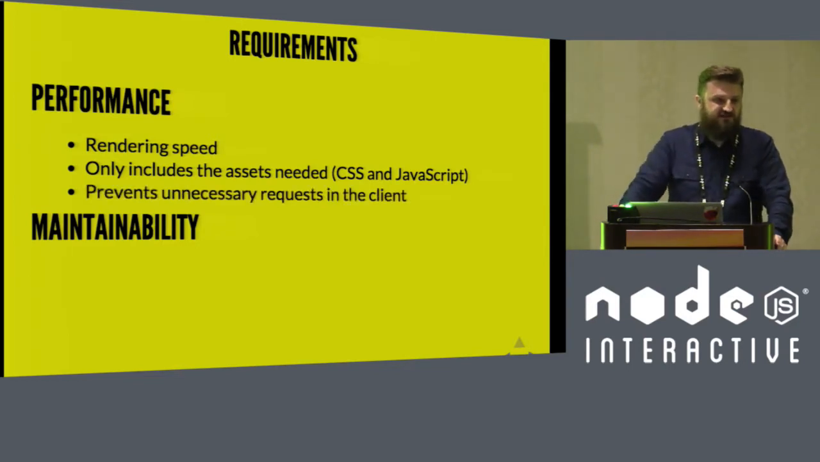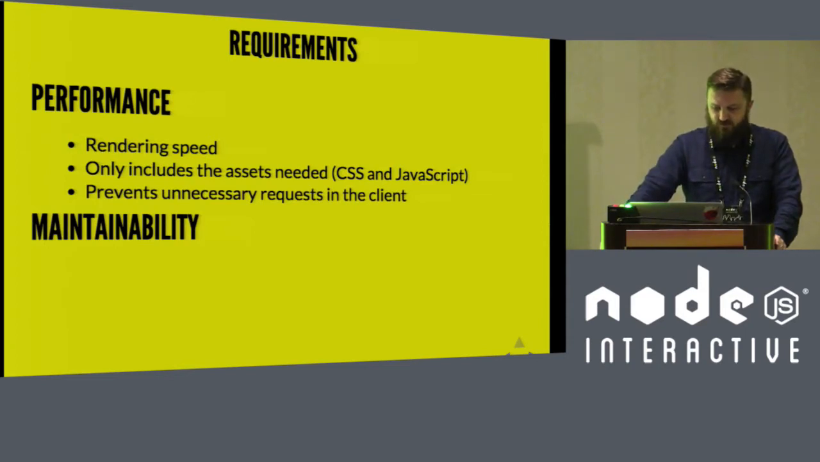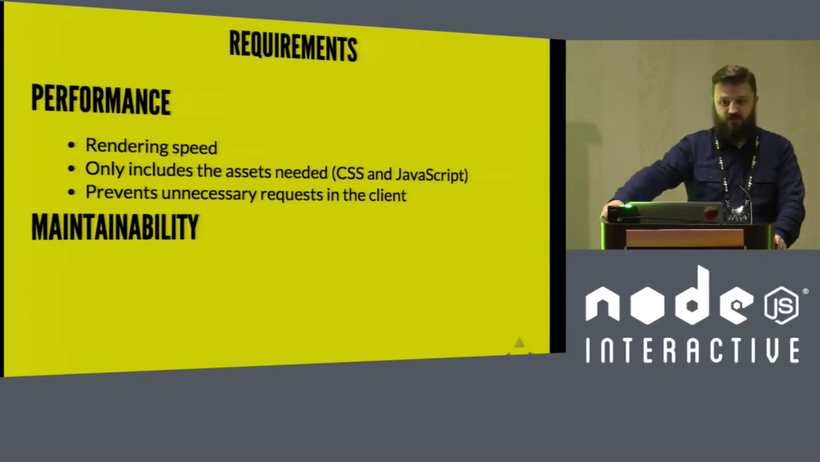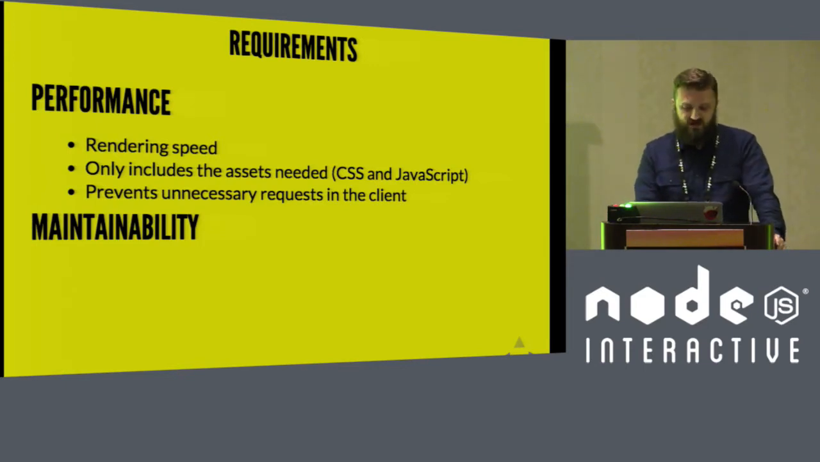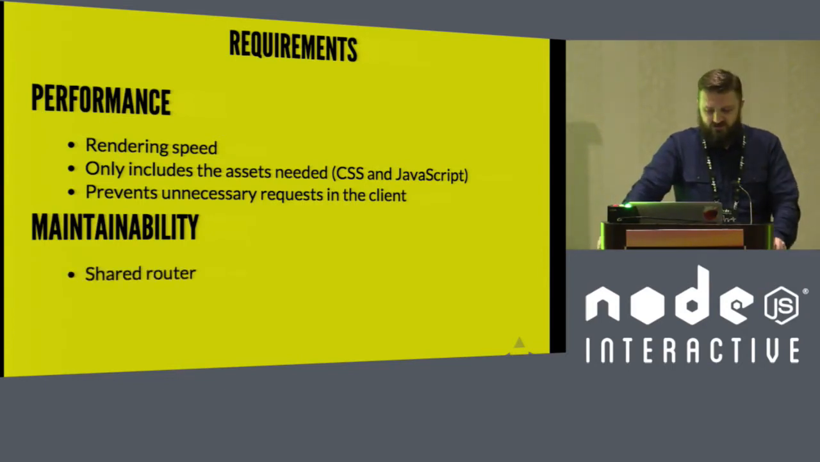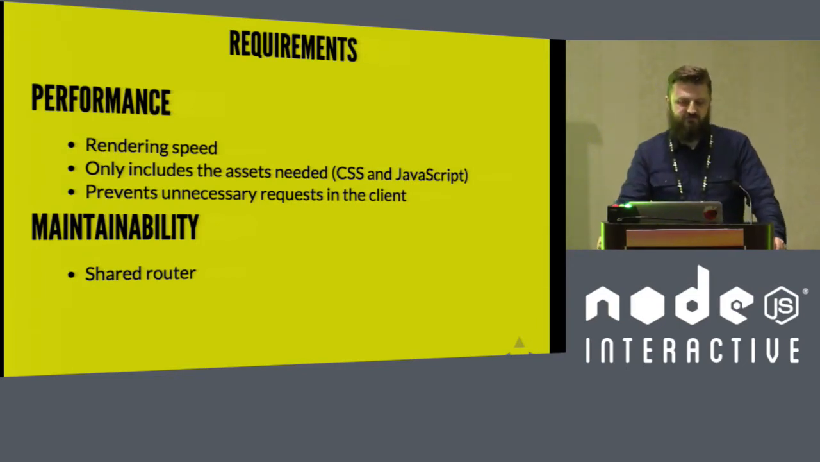And then preventing unnecessary requests. Remember, these are isomorphic applications. They run on the client and the server. So if you're doing API requests on the server, you don't want to do those again on the client. So handling that is important. On the maintainability side, having a shared router. I know it seems like kind of obvious, but it's kind of a big thing, right? You don't want to have to maintain two sets of routing tables for what is actually the same application.